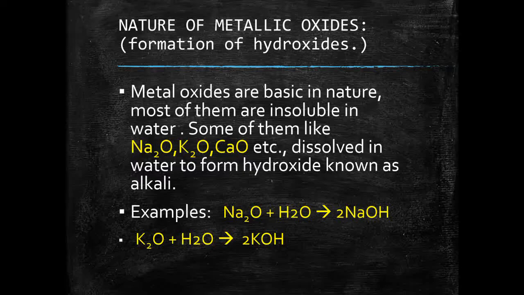Let's take the example of sodium and potassium oxide. Sodium oxide reacts with water, H2O, to give NaOH, that is sodium hydroxide, which is an alkali. And potassium oxide reacts with water to give us potassium hydroxide.